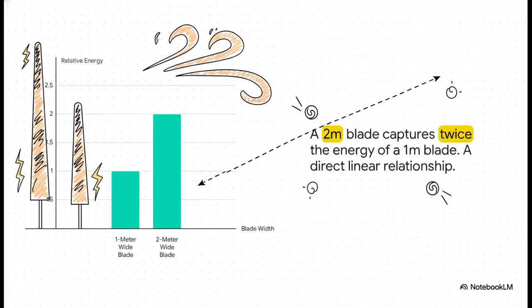So here's the crucial takeaway from that idea. If the only thing that matters is the surface area hitting the air, the relationship becomes totally linear. According to the source, a blade that's 2 meters wide will capture exactly twice the energy of a 1 meter wide blade. Simple as that. It's a direct one-to-one thing. No complicated aerodynamics, just basic mechanics.